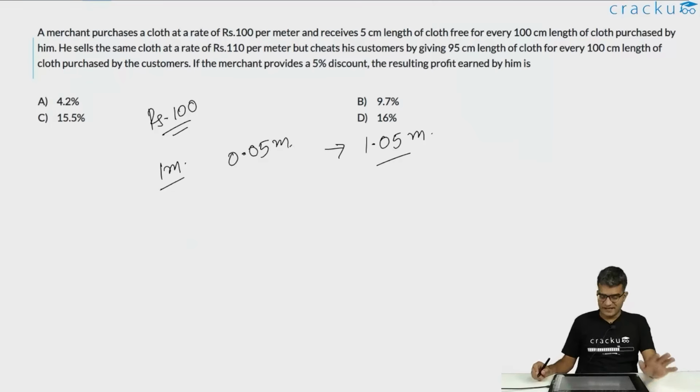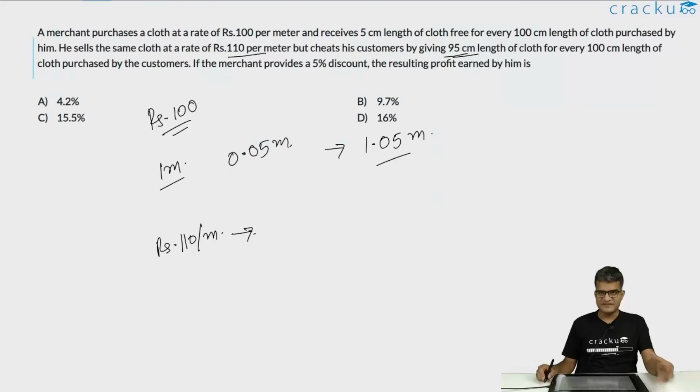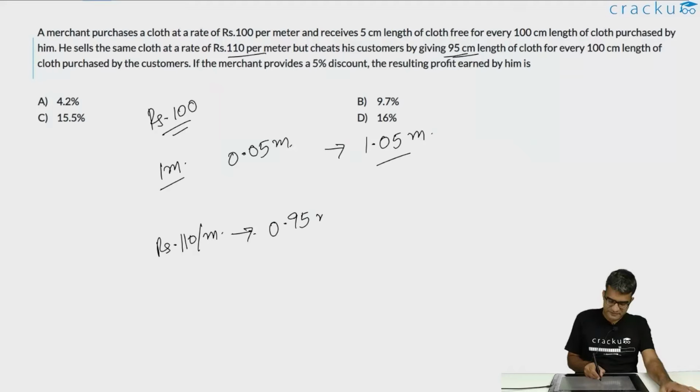Now he comes back home and he is selling this 1.05 meters. But what is he selling at? The rate at which he is selling is rupees 110 per meter. But he is not giving 1 meter. He is cheating his customers and he is only giving 95 centimeters. So basically the selling price for the shopkeeper is rupees 110 for 0.95 meters. That is, when he is selling 0.95 meters, he is actually collecting 110 rupees. So if he is selling 1 meter, what is the selling price? The selling price of actually selling 1 meter is rupees 110 divided by 0.95.